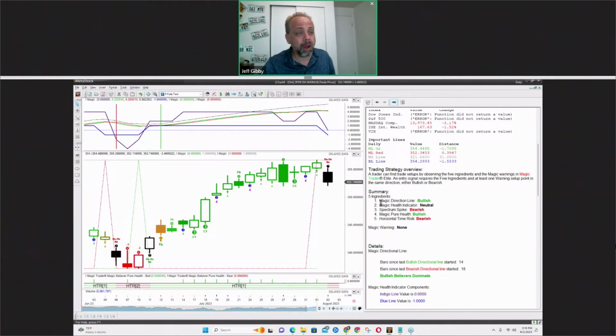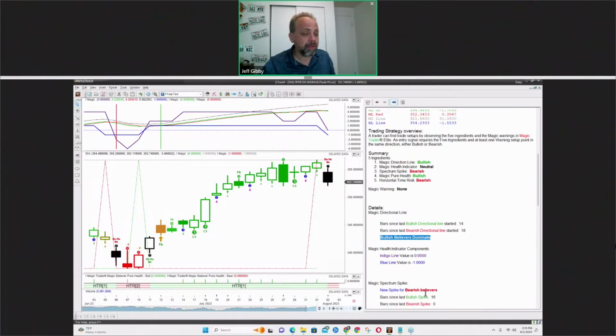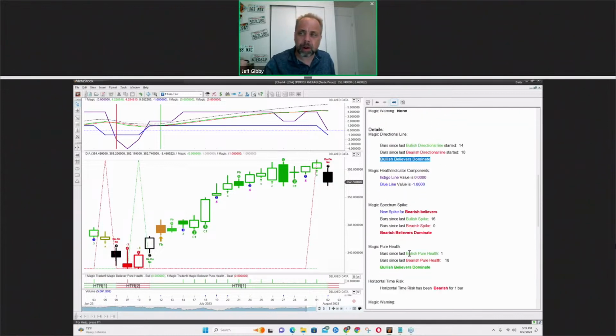So right now we've got our magic direction line is bullish, our health indicator is neutral, our spectrum spike was bearish, our pure health was bullish, our horizontal timeless was bearish. So there's those ingredients. It's telling us exactly what's going on with those ingredients. And it goes into more details right here where it says details. Your magic direction line, you had a bullish direction 14 days ago, and your bullish believers dominate. Here you've got your health value indicator components, and it just keeps going. It really does a good job of outlining this and showing you exactly how to use it on the chart.